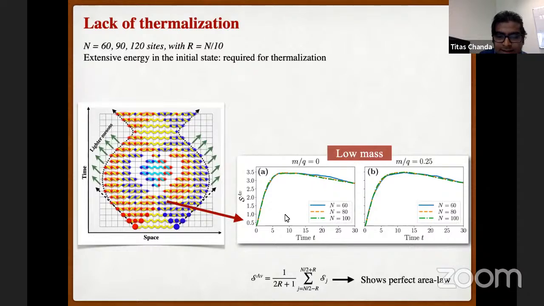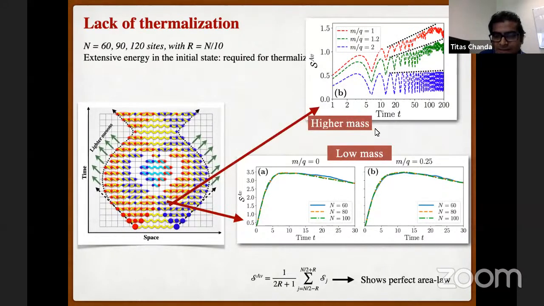And we can see that for different system sizes, for say the low mass scenario, the average entropy in the central region shows almost perfect area law along with time. Another signature of lack of thermalization would be to observe the pattern of time evolution, whether it is logarithmic growth with time or not. However, in the low mass region, it attains its maximum value very quickly. So in this small time scale, we cannot comment whether it is logarithmic or not in the case of low mass.